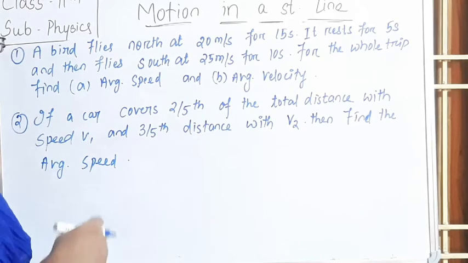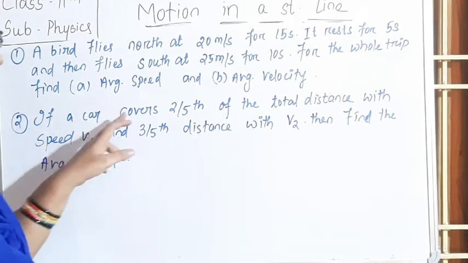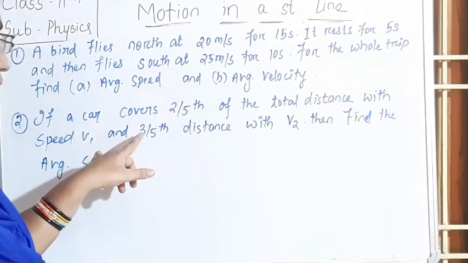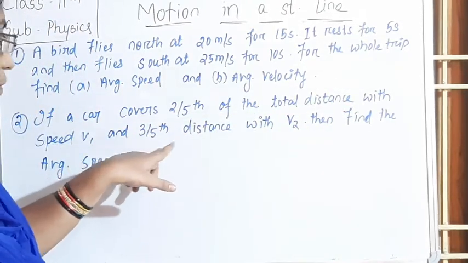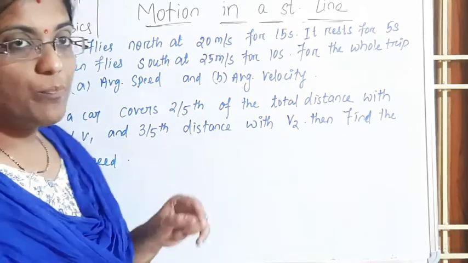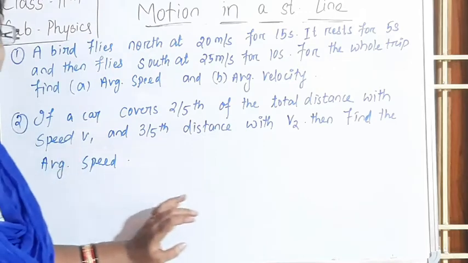Put the formula and you will get the answer. In the second question, a car covers 2/5 of the total distance with speed v1 and the rest, that is 3/5 of the distance, with v2. You have to find the average speed. Do this in your notes.